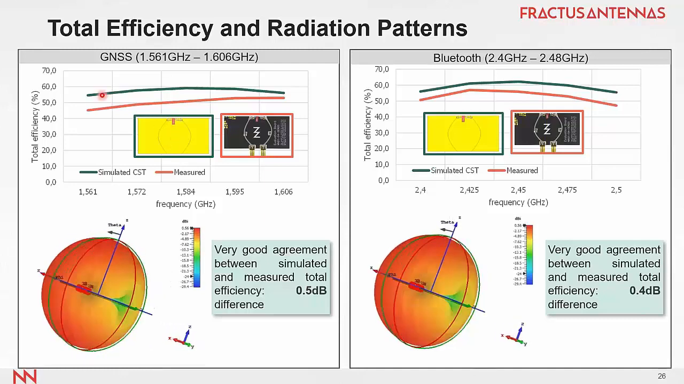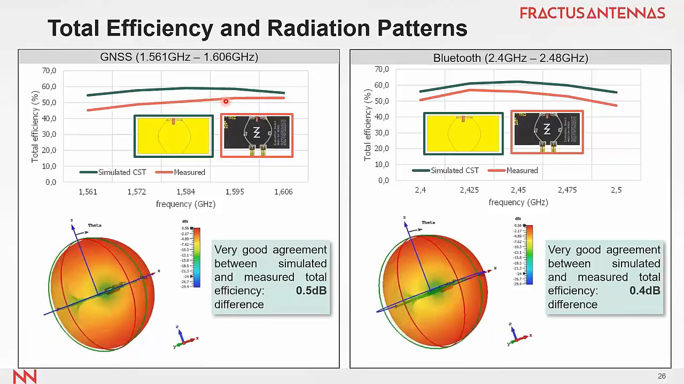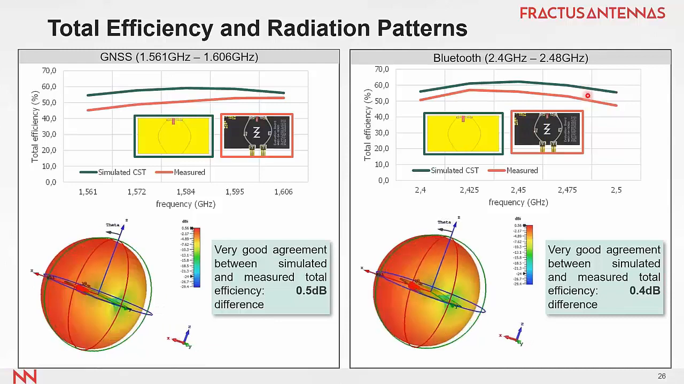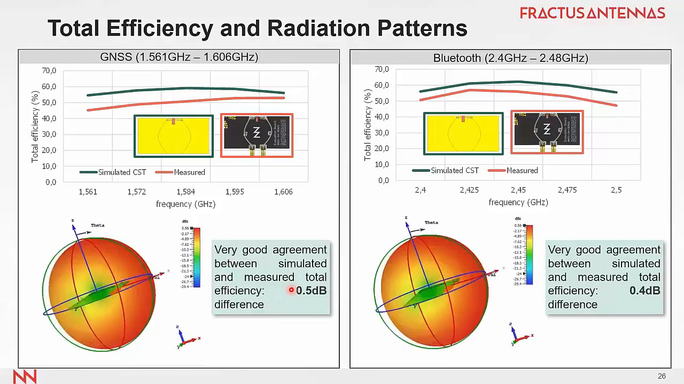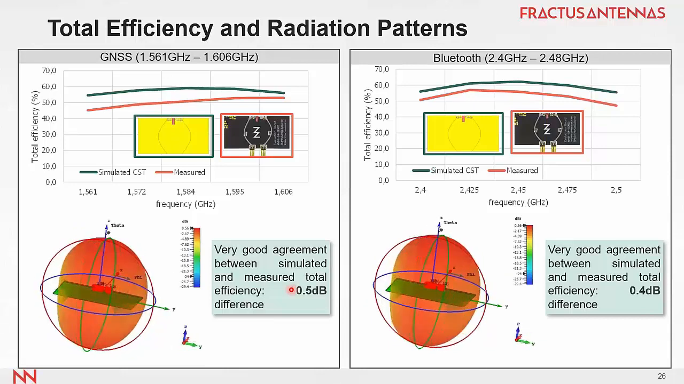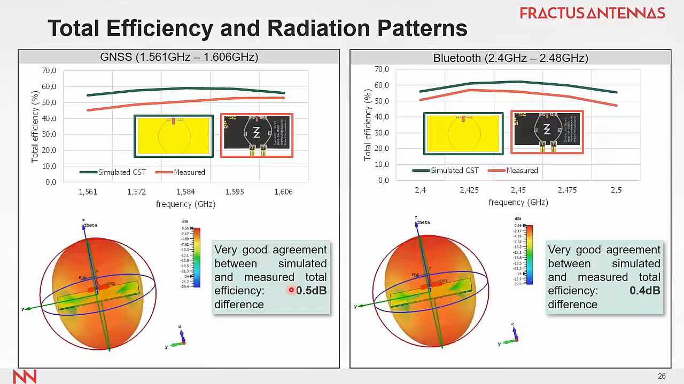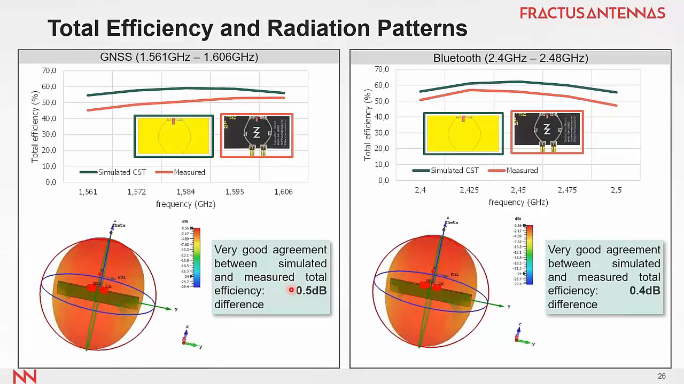So you can see here in green, this is the simulation, and in orange, we can see the efficiency across the GNS band as well as in the Bluetooth band. And again, the difference between simulation and measurements is pretty good. We only have about 0.5 dB, 0.4 dB. So it's a very good agreement between both.